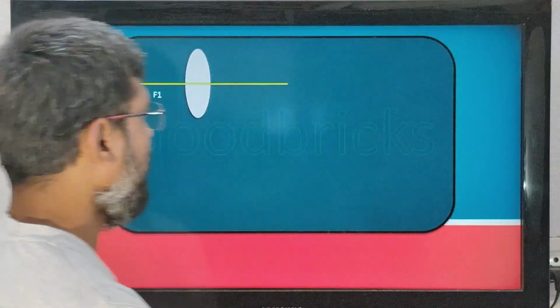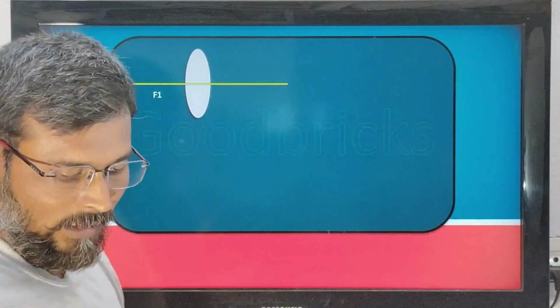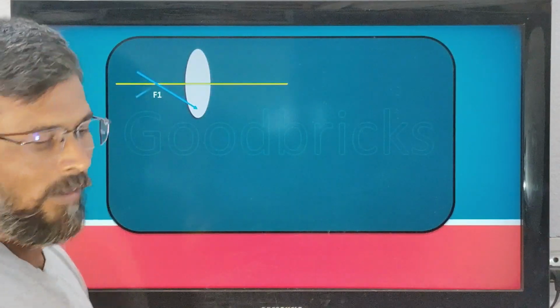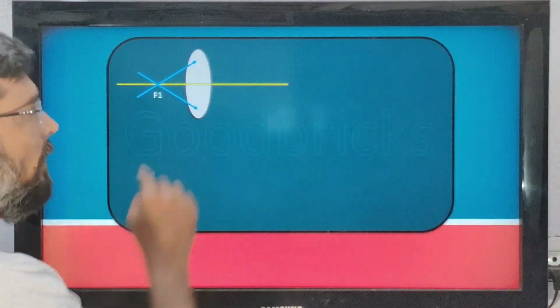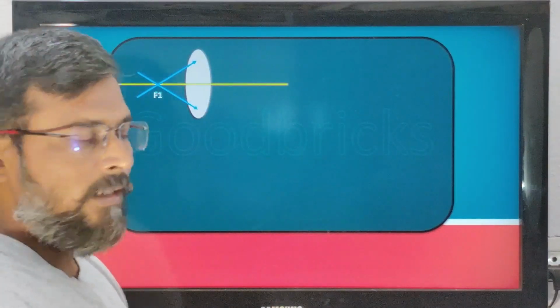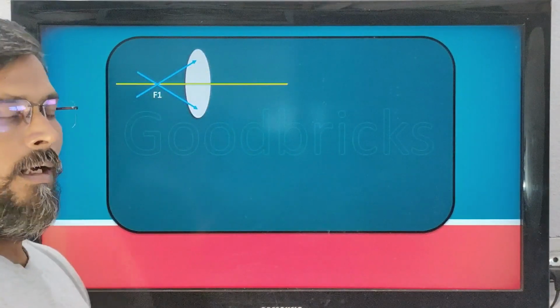Let us discuss another rule. Here, the incident ray itself will be passing through the focal point. This is one incident ray, this is another incident ray. Both these two incident rays are passing through the focal point.